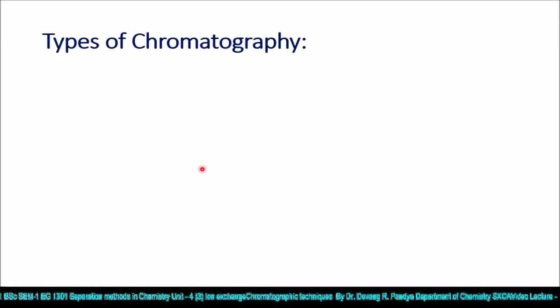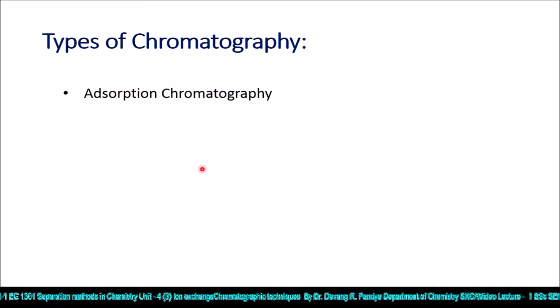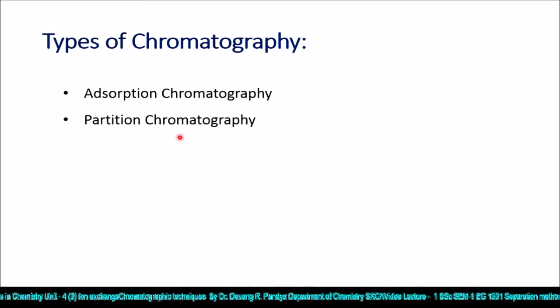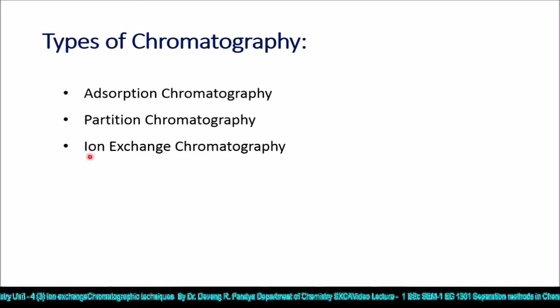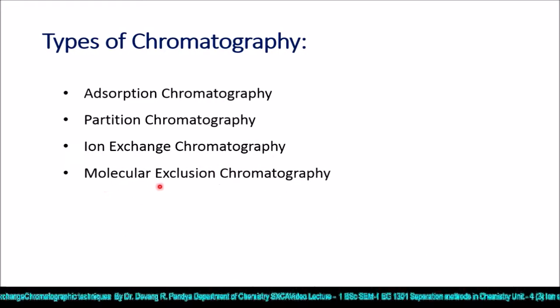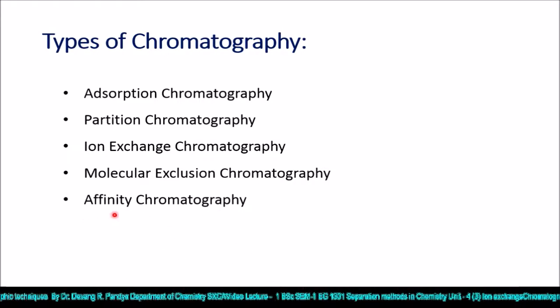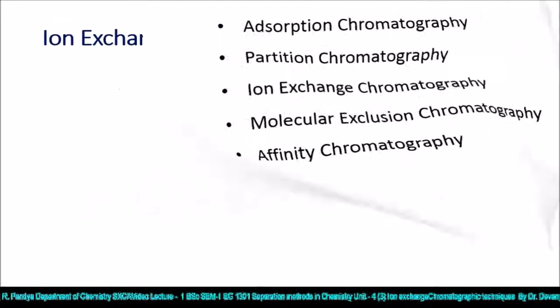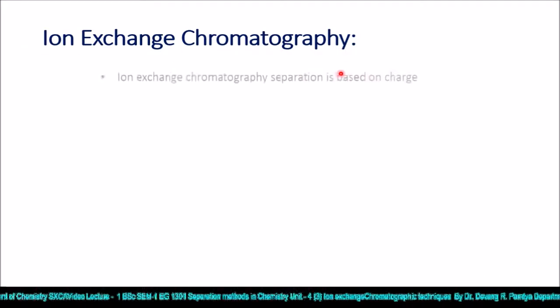Now, types of chromatography. First is adsorption chromatography. Second is partition chromatography. Third is ion exchange chromatography. Fourth is molecular exclusion chromatography. Fifth one is affinity chromatography. Out of these five, we need to discuss ion exchange chromatography in depth. So here our ion exchange chromatography is there.